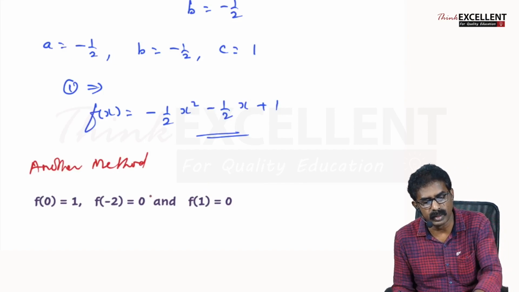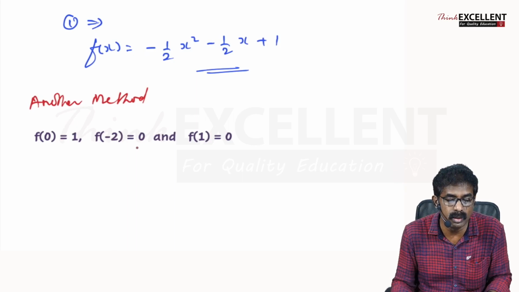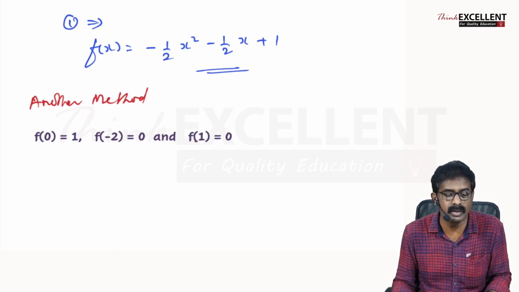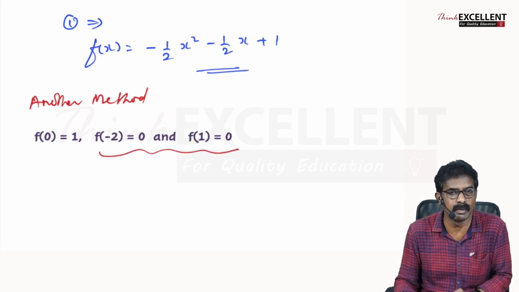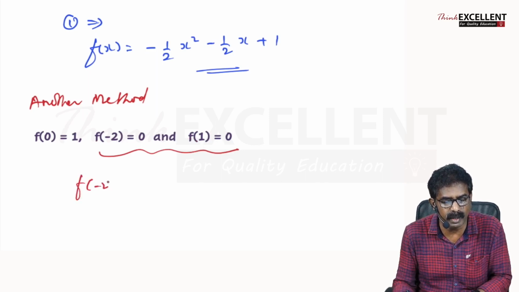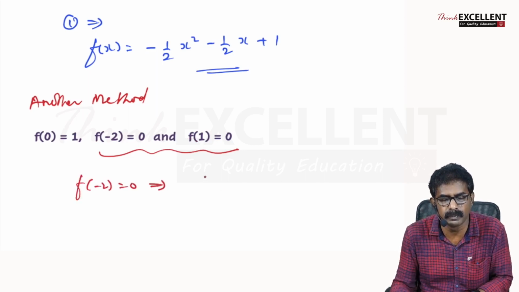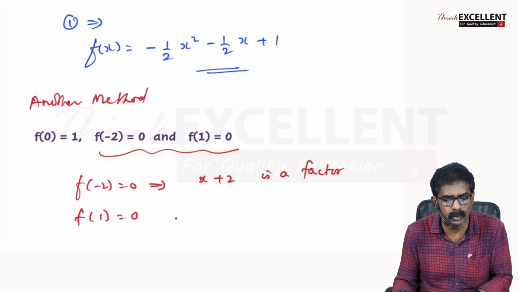See, this is what we have, right? F of 0 is 1, f of minus 2 is 0, f of 1 equal to 0, right? So what we do, so you look these two. This is a special case for this question, okay, because the right side values are 0. F of minus 2 equals 0 means, what can you say? X plus 2 is a factor. Because equal to 0, right? F of 1 equals 0, see the last one. So what can you say? X minus 1 is a factor.